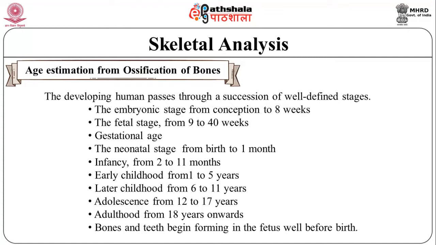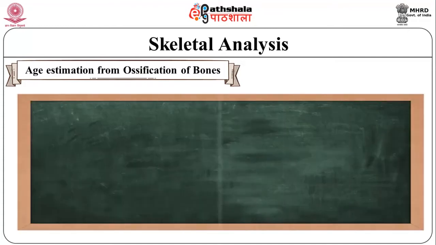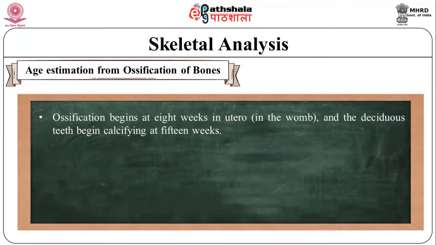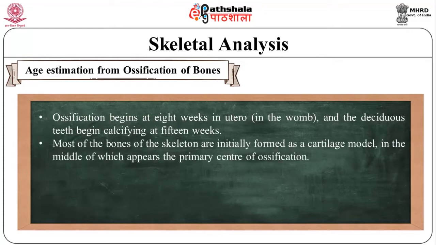Bone and teeth begin forming in the fetus well before birth. Ossification begins at 8 weeks in utero, that is in the womb of the mother, and the deciduous teeth begin calcifying at 15 weeks. Most of the bones of the skeleton are initially formed as a cartilage model, in the middle of which appears the primary center of ossification.